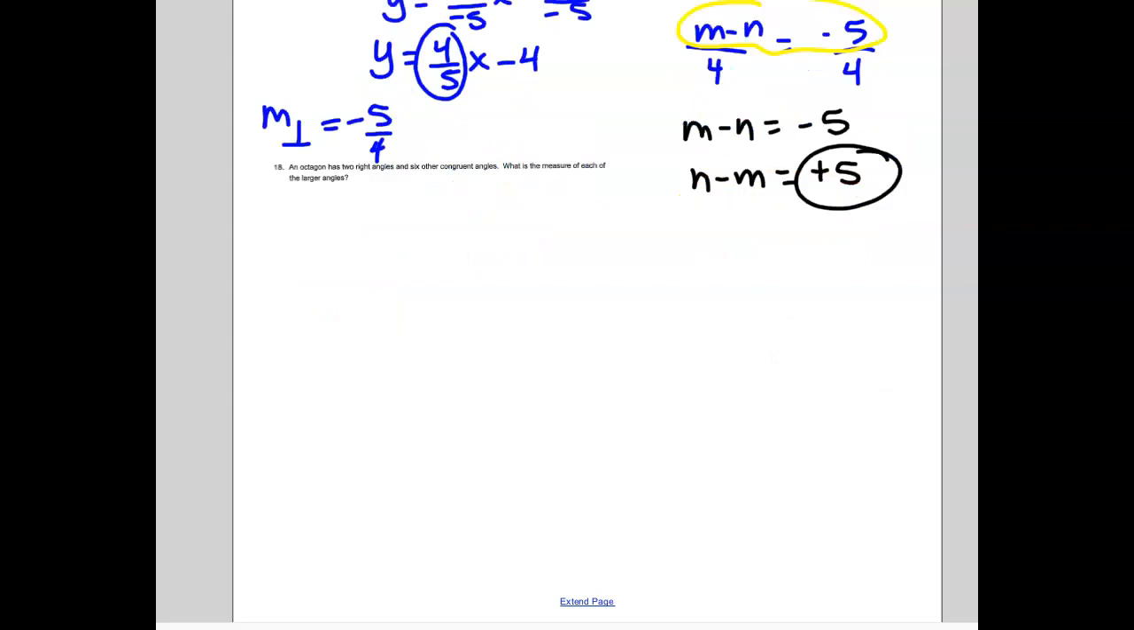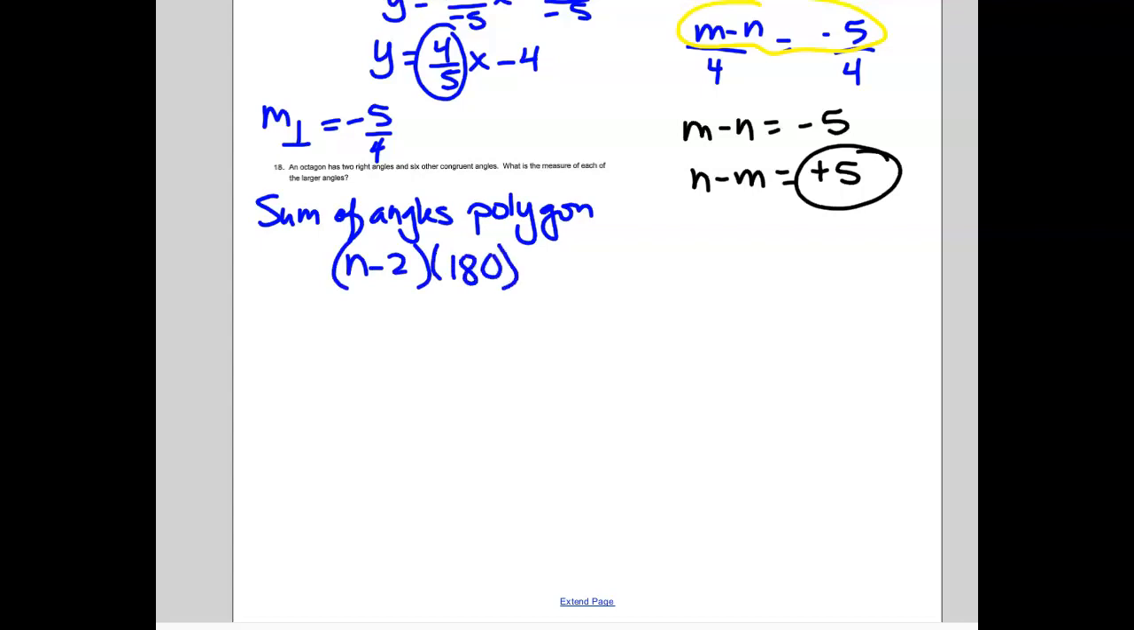All right, our last question. It says an octagon has 2 right angles and 6 other congruent angles. What is the measure of each of the larger angles? So we have a formula from geometry that says the sum of the angles in a polygon is n minus 2 times 180. So if we have a polygon with n sides, we can basically make n minus 2 fewer than that number of triangles, and each triangle is 180 degrees.